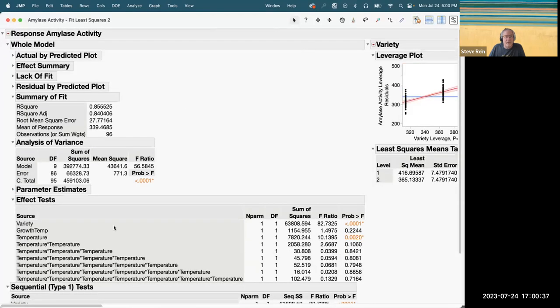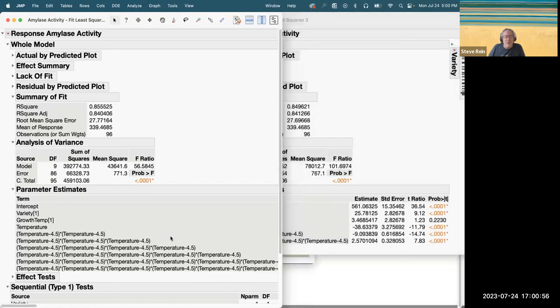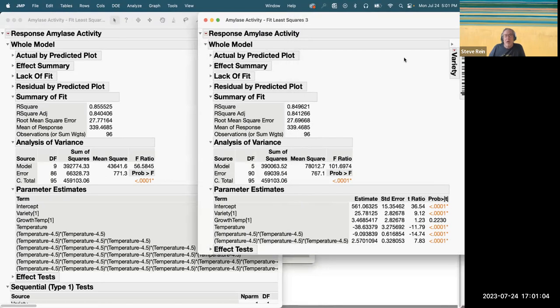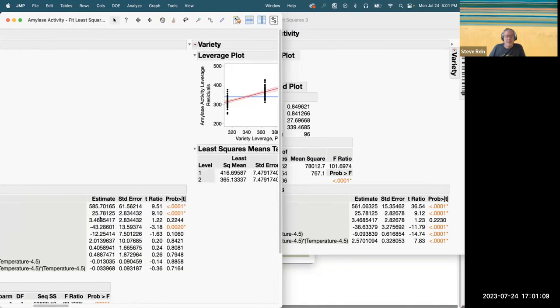Under effects test, does temperature, well, no, let's go for the parameter estimates. It's really hard to read this one. Does temperature have a p-value that matters? Okay, so it's the one growth temperature, 0.2244 as the p-value for temperature or growth temperature. Now it's 0.2230. It's a hair lower. Okay, well, let's just go with that. I'll just say it's a hair better.